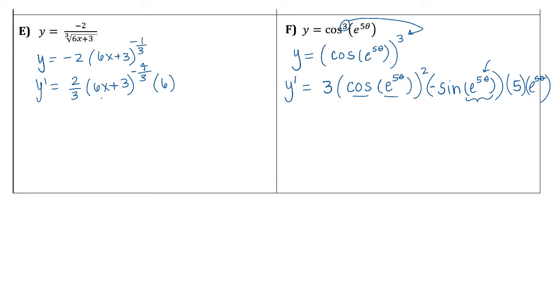So again, we moved our exponent 3 to the outside. We do our outer derivative first. Then the inner derivative, the derivative of cosine of e to the 5 theta is negative sine e to the 5 theta. But then we have to also take the derivative of that angle. All right, let's try another one.